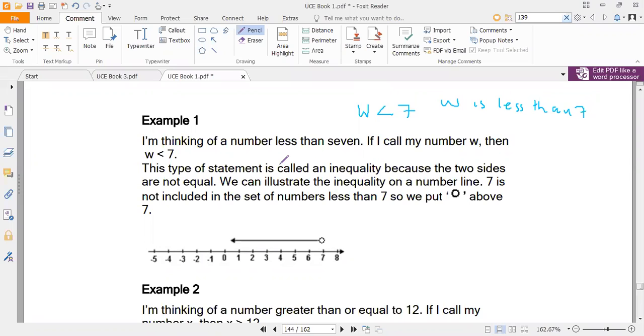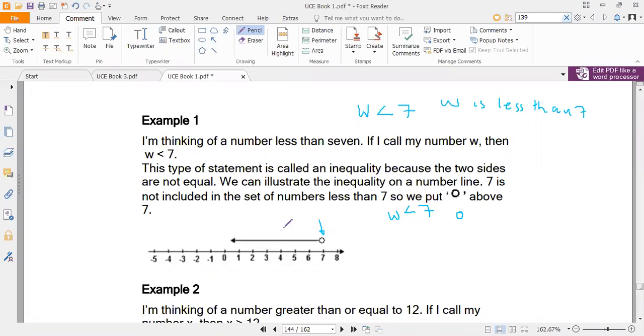So we can illustrate any inequality on a number line. For example, if we want to illustrate W is less than 7 on a number line, we shall use a line with an arrow. If 7 is not included, if it is just less than, like in this case, we shall put a small circle on top of 7.